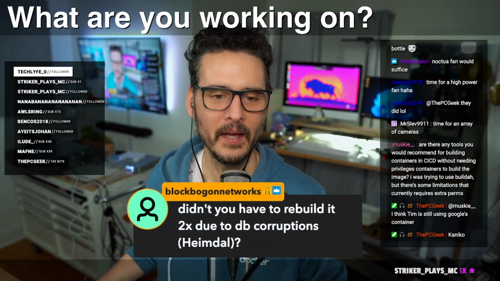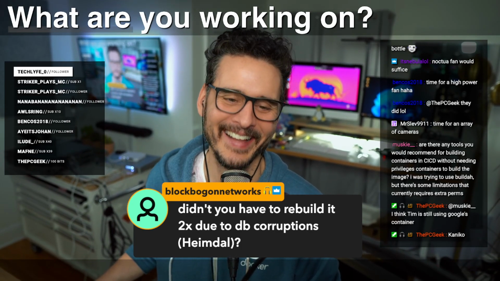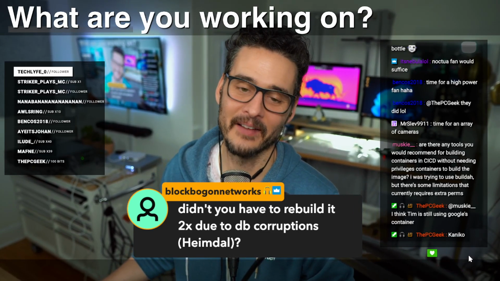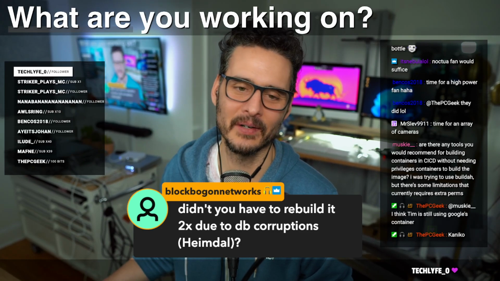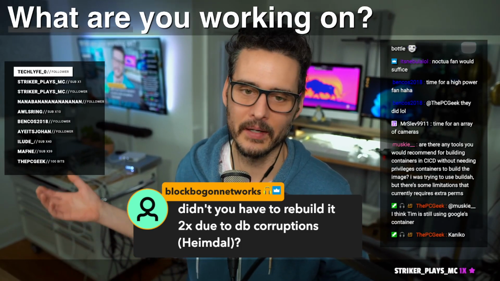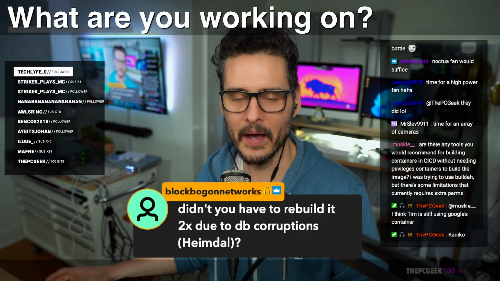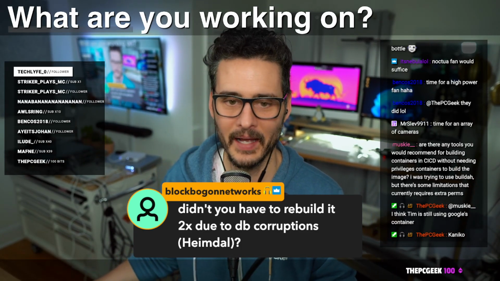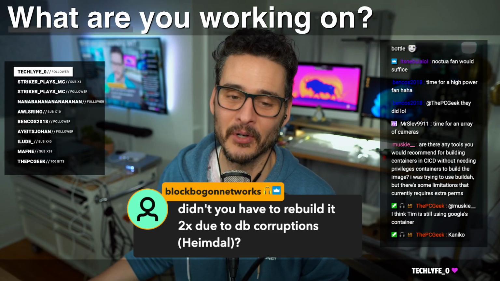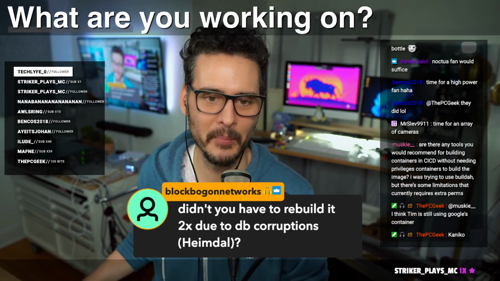Blockbog on networks, don't you have to rebuild 2x? Oh yeah, didn't you have to rebuild it two times due to DB corruptions? Yeah, I have. That SQLite database inside that little container, I beat the crap out of it. Most of it's probably my fault, shutting a VM down, or a containerized workload down mid-everything without a SIGTERM, while it's still writing. I probably corrupted the database, but I don't want to deal with databases for my homepage anymore. I have corrupted it many times, to where I've had to rebuild the whole thing. I think that's what you're talking about, just a couple weeks ago.